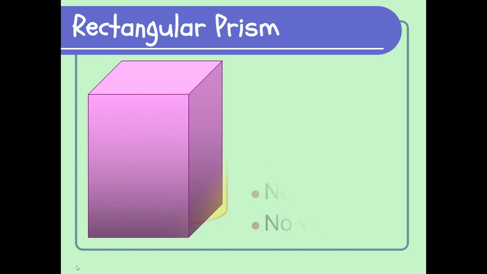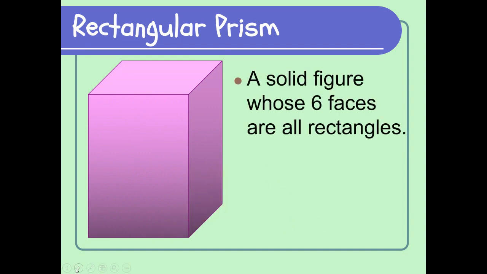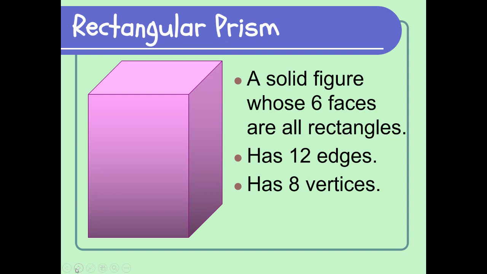Next up is the rectangular prism. The rectangular prism is a solid figure whose 6 faces are all rectangles. Now don't forget, we talked about how a square can be a type of rectangle. So sometimes a rectangular prism will have a square as one of its faces, but a square is a rectangle because it follows all the rules of a rectangle. A rectangular prism has 12 edges. It has 8 vertices.